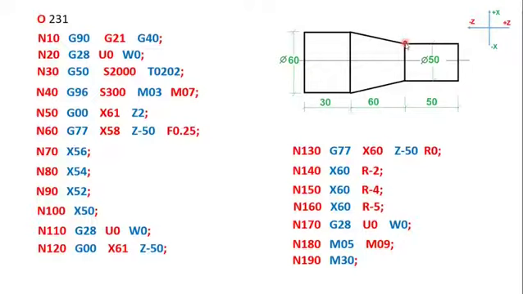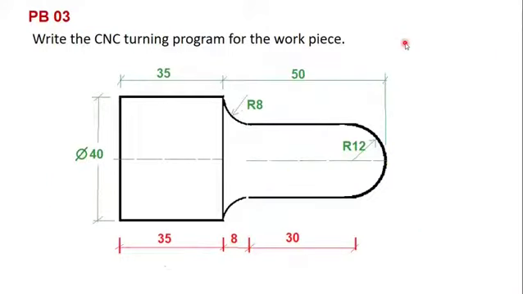Now similarly, if we have a circular job, for example in today's problem, that is problem 3, we are taking a very simple program. I will not be doing a complete operation. I will just show you in today's class how you can generate this curve on this side and on that side. The part is given: one side diameter 40 and length 35, and the other length is 50, where the diameter is 24. And I have to make a fillet of R8, and this one a complete fillet of R12.